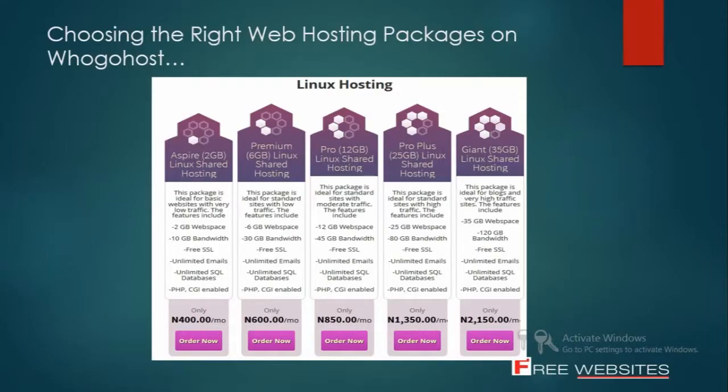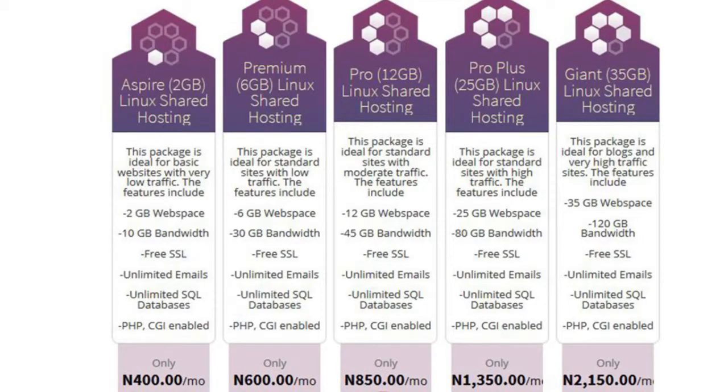Right now in the image here, we have Aspire 2 GB Linux shared hosting, which has 2 GB web space and 10 GB bandwidth, and is ideal for basic websites with very low traffic. Then the other one is the 6 GB premium package on Google Host, which is for standard sites with low traffic. It includes 6 GB web space and 30 GB bandwidth, which costs 600 Naira per month.